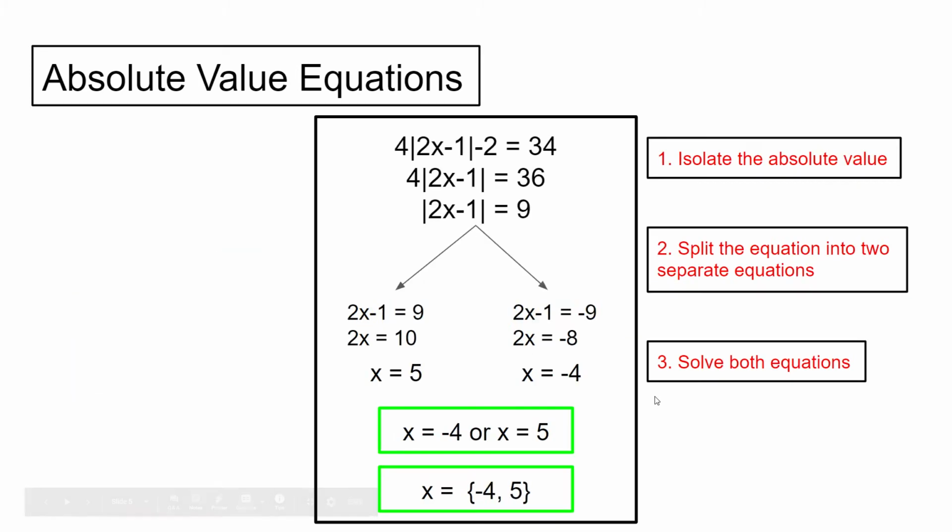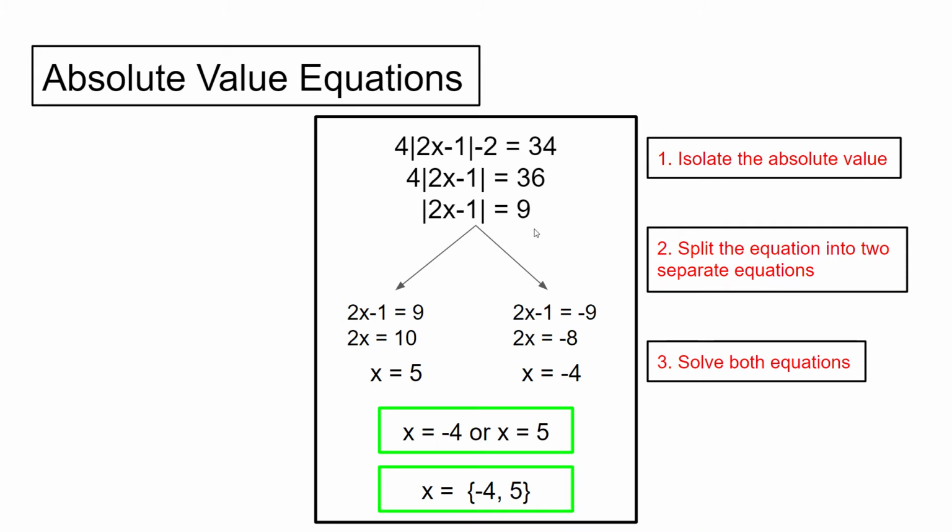Alright, let's look at another example. This problem is asking us to solve 4 times the absolute value of 2x minus 1, minus 2, equals 34. First, we're going to isolate the absolute value from the rest of the equation. We'll do this by first adding 2 to both sides, and then dividing 4 on both sides. This leads us to the absolute value of 2x minus 1 equals 9.